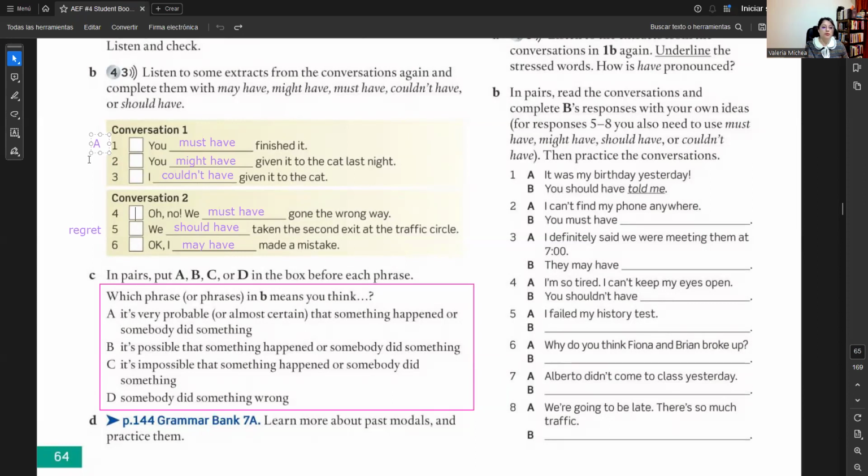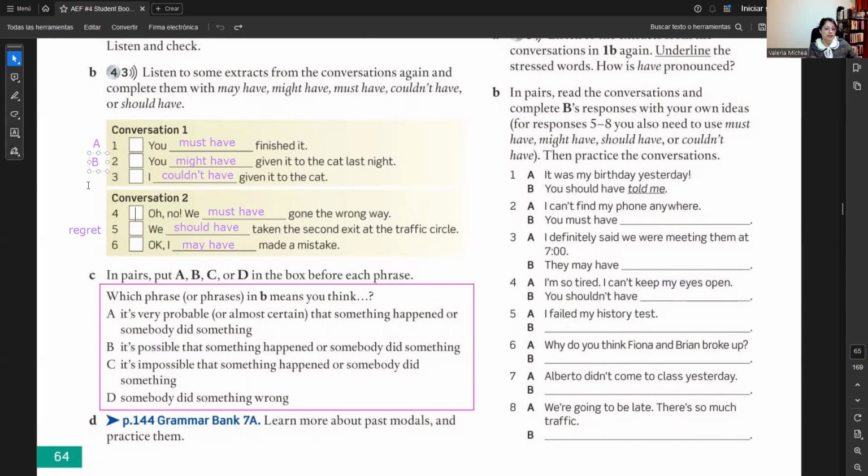What about number two? You might have given it to the cat last night. So which one is that one? A, B, C, or D? Yeah, we have B. It is possible that something happened or somebody did something. I agree. So you might have done it. Yeah, it is a possibility. It is possible that it happened.